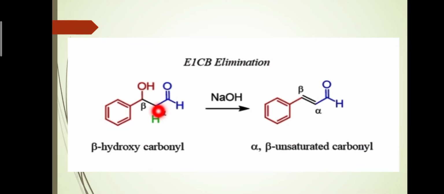This is the alpha hydrogen and the beta hydroxy carbonyl compound. When it is treated with a strong base, it forms an alpha beta unsaturated carbonyl. This is alpha, a carbon atom next to the carbonyl group is alpha, and this is the beta unsaturated carbonyl.